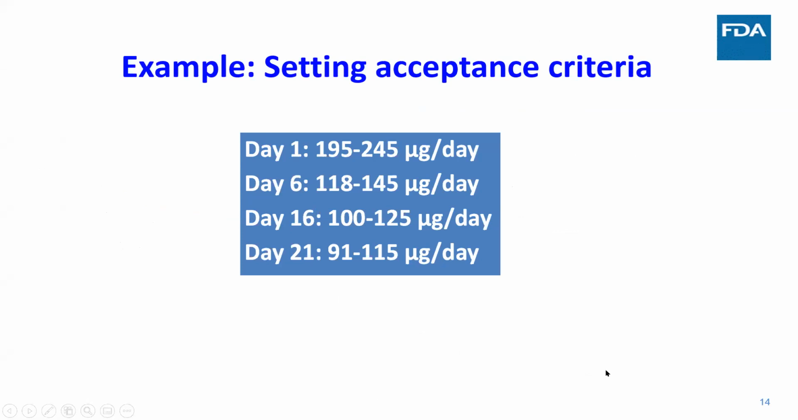So the final acceptance criteria should look something like this. Here, the time points should cover the key stages of drug release, here like day 1, 6, 16, and 21. And the range should be set for all the time points, including the first and the last time point.